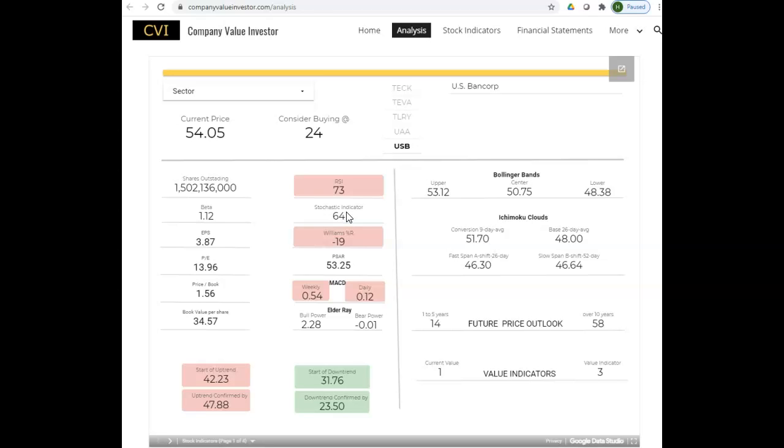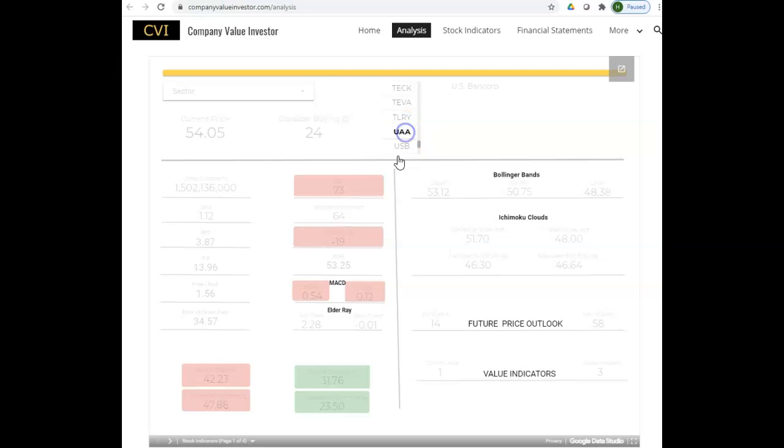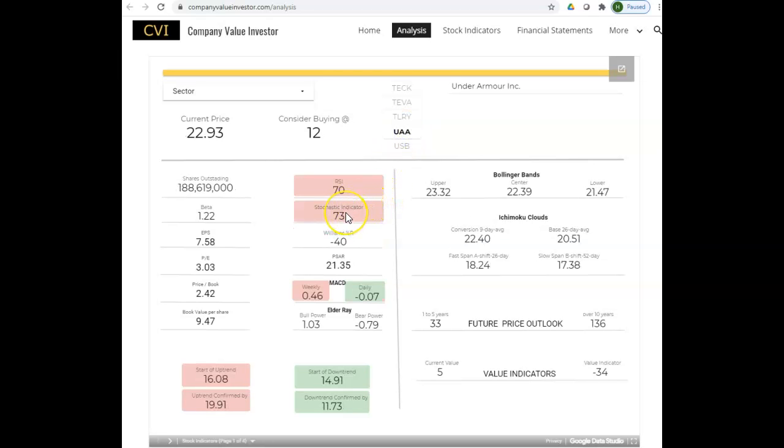My strategy is I only sell a stock when the stochastic is above 70, overbought, and in red color. This means that investors are buying, the stock price is increasing, and demand is high.